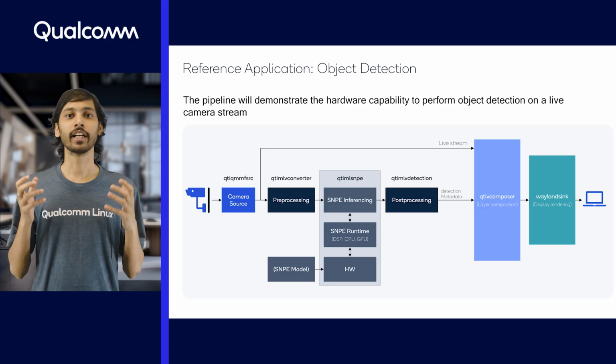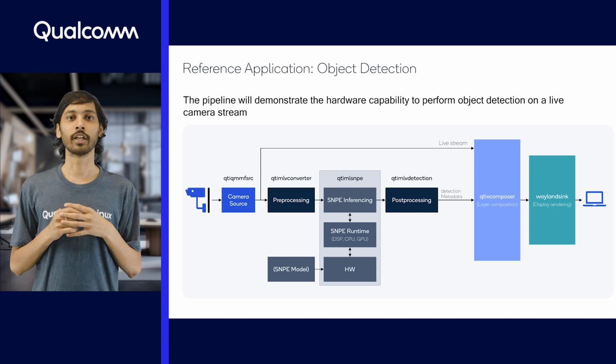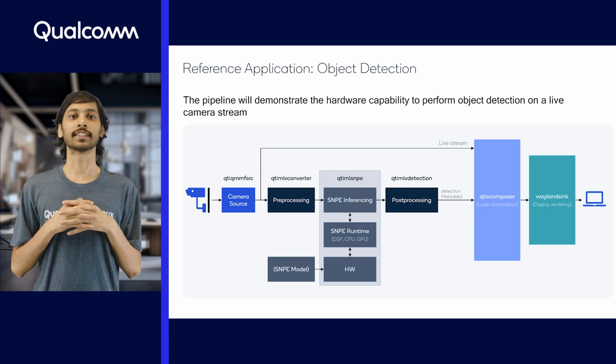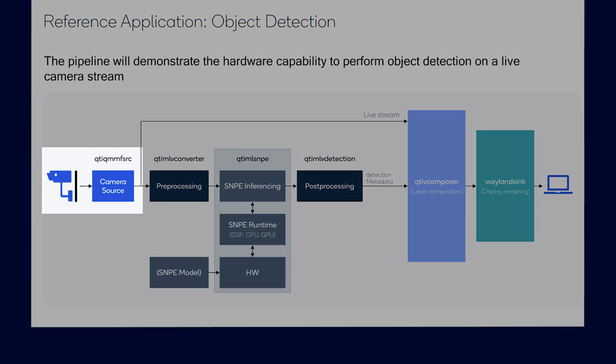Now, let's take a detailed look at the inference workflow involved in object detection on Qualcomm Linux. Live stream from a camera is captured using QTI MMF source, which is a Qualcomm GStreamer plugin. A pre-processing element such as QTI MLV converter takes the camera feed and then prepares a tensor to be input to the QTI ML Snappy plugin.